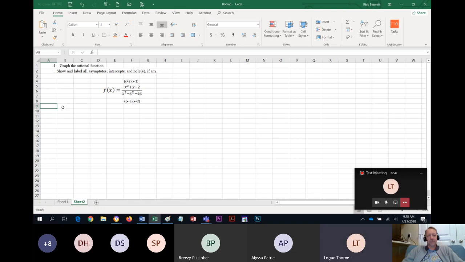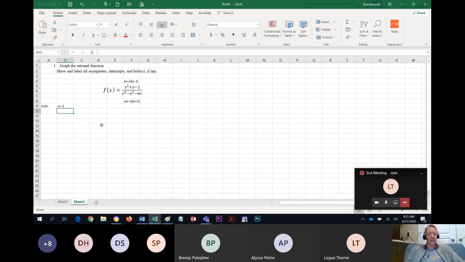I think it's a hole, but I'm not positive. There's a hole. The hole is where we have the same factor on the top and bottom. So the hole is x equals -2. Okay. All right, so that's good.